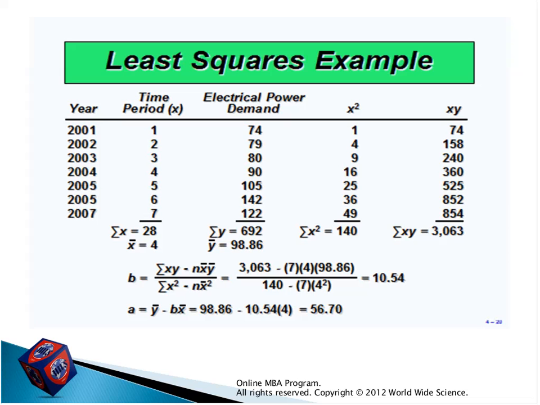Sigma y, okay, please let me go back to a slide. Sigma y is 692. Sigma y divided by 7 means y bar, 98.86. This is y bar.